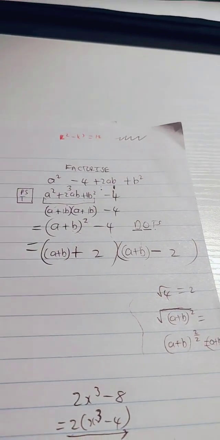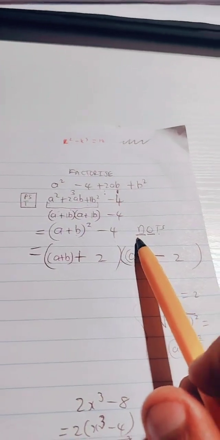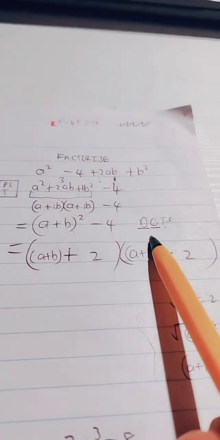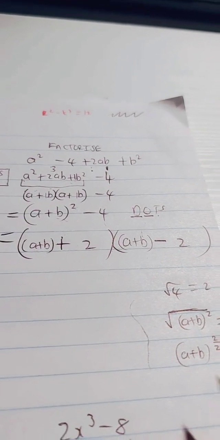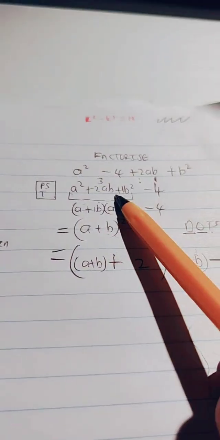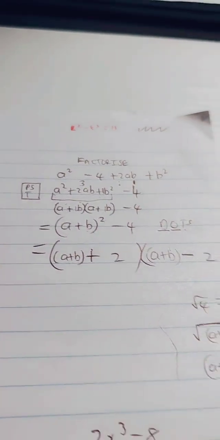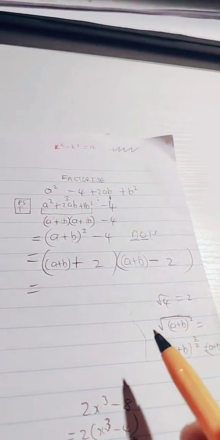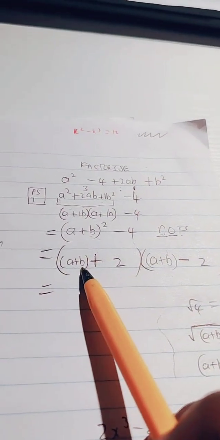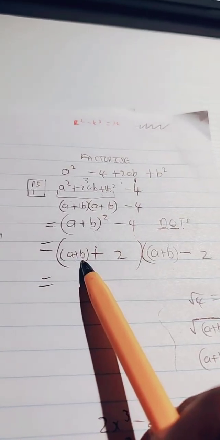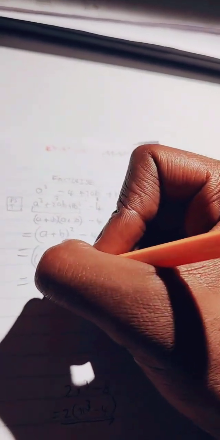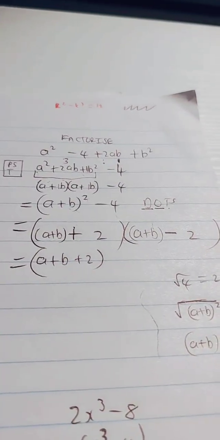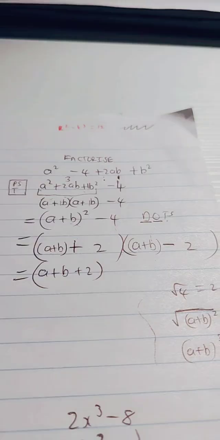Okay. Get difference of 2 squares. Where you have to group 3 terms to 1. Then now you remove that first bracket, guys. There's a 1 that comes before the a. So you say a plus b plus 2, a 3-term bracket.